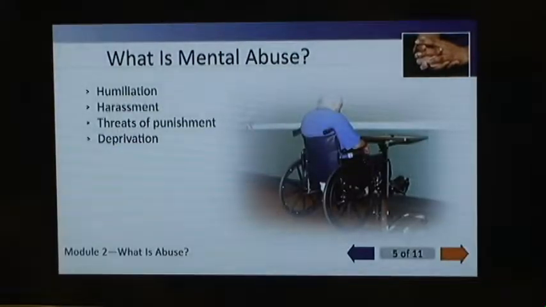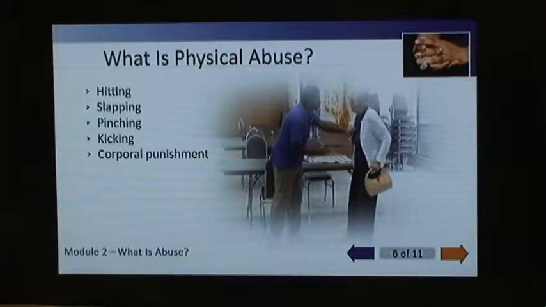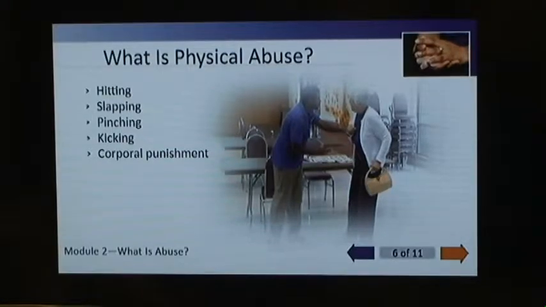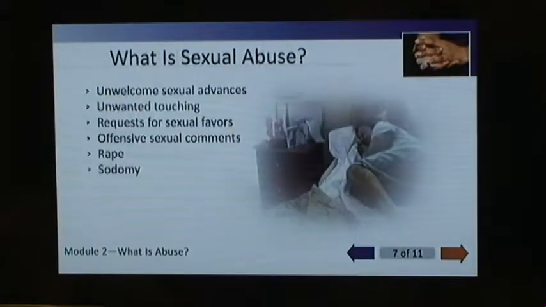Mental abuse. What is mental abuse? Humiliation, harassment, threats of punishment, deprivation. What is physical abuse? Can be hitting, slapping, pinching, kicking, any form of corporal punishment. What is sexual abuse? Unwelcome sexual advances, unwanted touching, requests for sexual favors, offensive sexual comments, rape, or sodomy.